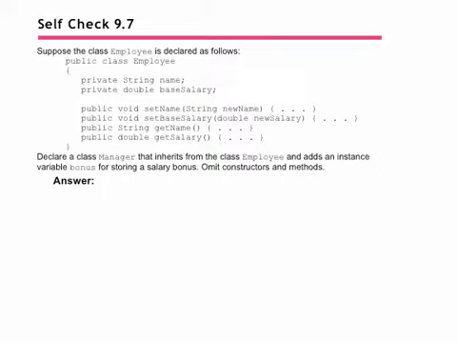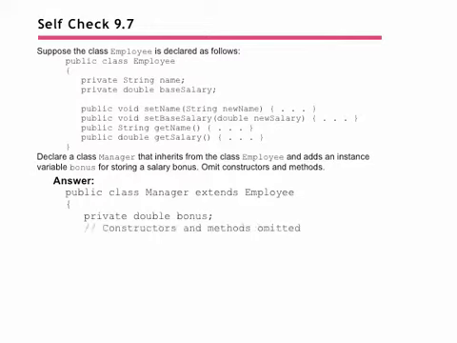So think this through for a minute and hit the pause button if you like. How would you declare a class Manager that inherits from the class Employee? And then how would you add an additional instance variable for bonus? Our first line is public class Manager extends Employee, open brace, private double bonus. So we're adding an instance field for bonus. And then we've omitted the constructors and methods because that's not what we're concerned with right now.